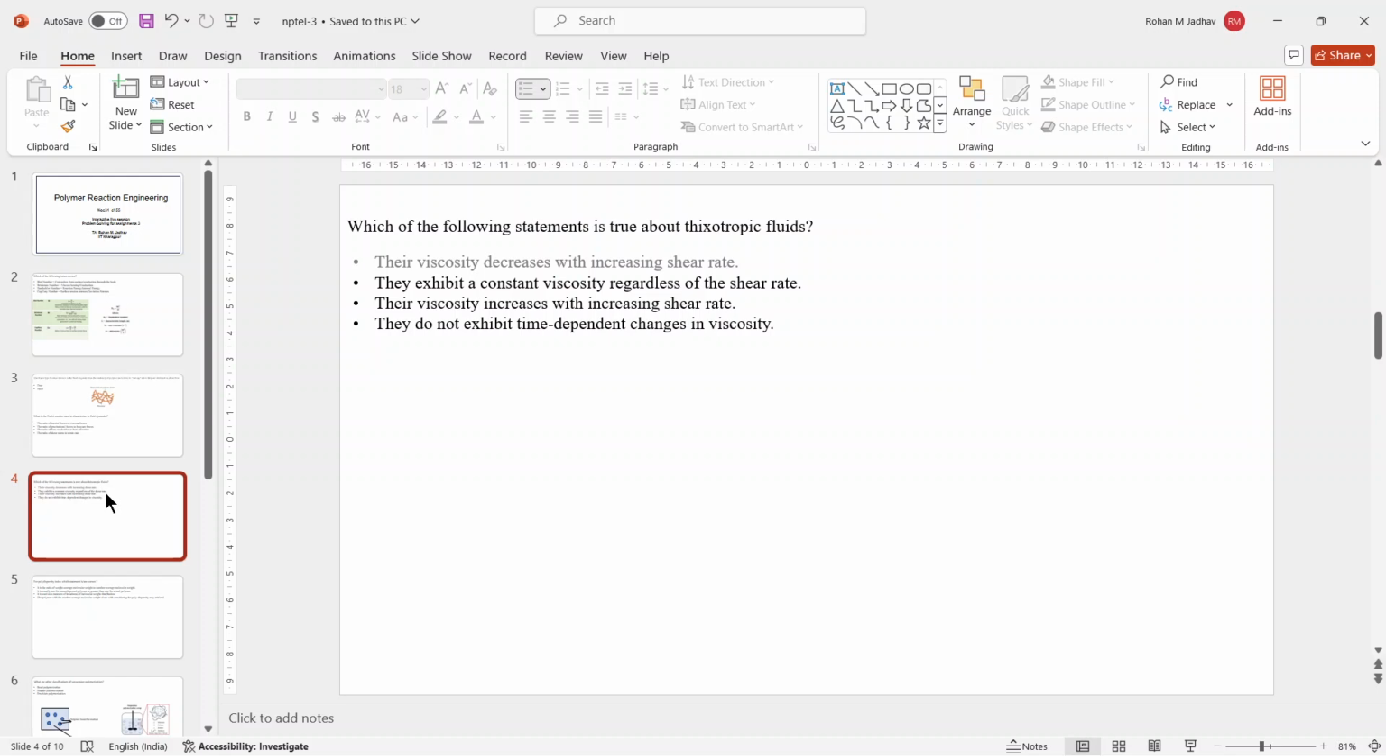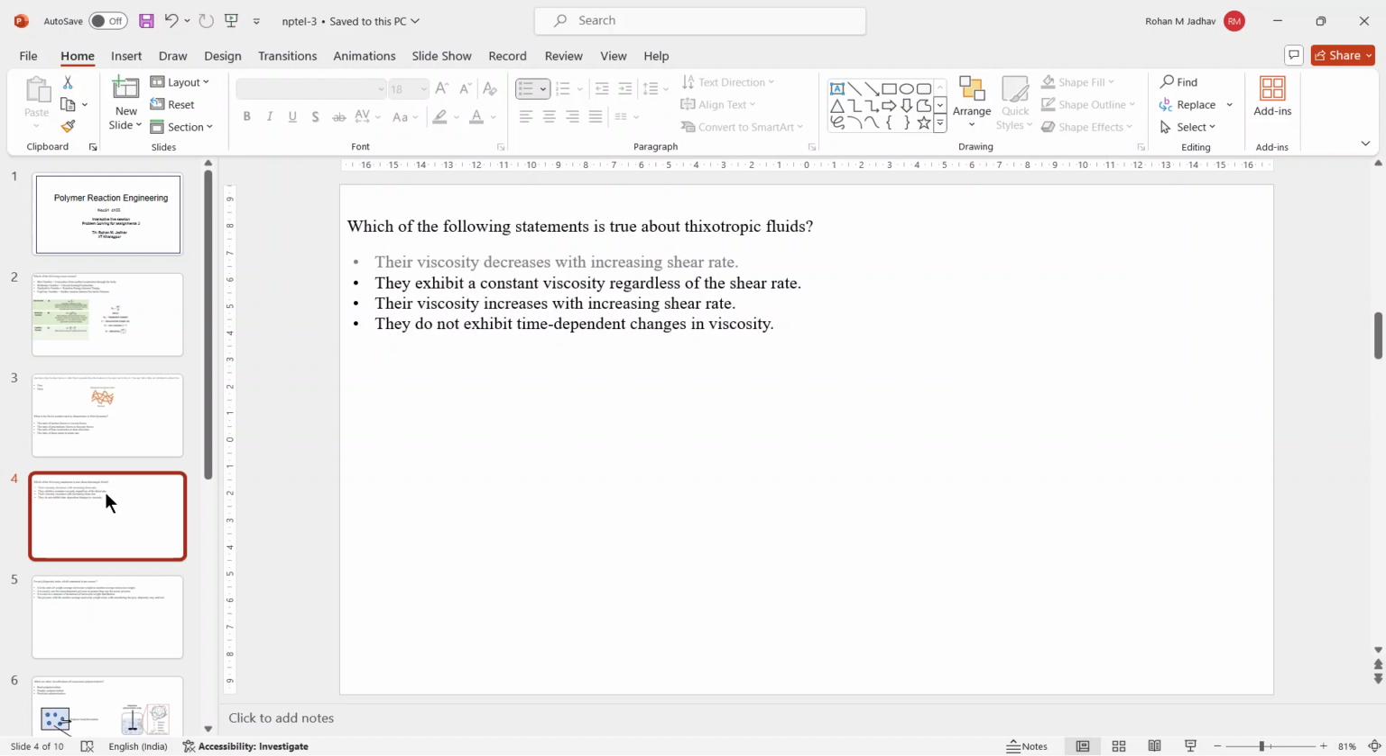So where does thixotropy fit in? Thixotropy and rheopectic fluids are the two fluids which show time-dependent properties. Thixotropic, in this case, means the viscosity of the fluid decreases with increasing shear, and that happens with respect to time. So as you keep increasing the shear rate, their viscosity will keep decreasing as time goes. And that is the time-dependent behavior shown by thixotropic fluid.